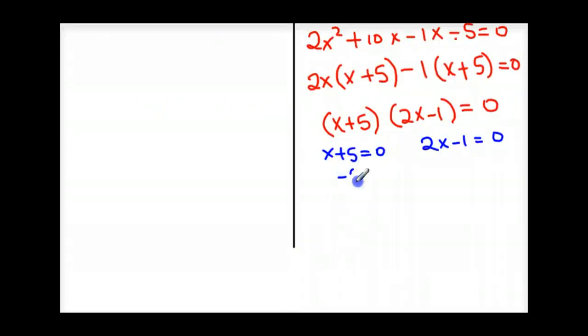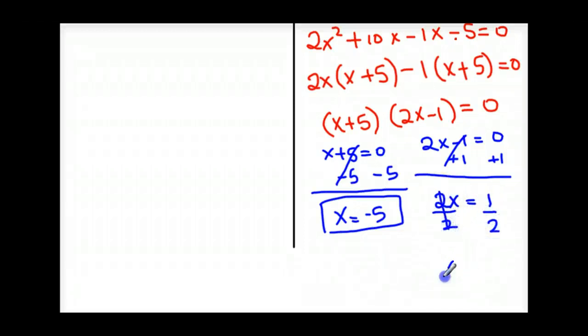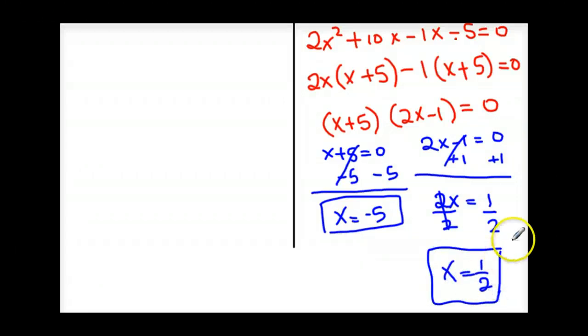So, simple one step, minus 5 on both sides. 5 cancels, x is equal to negative 5, which is one of my answers. Here is a two-step, add 1 on both sides. This cancels. 2x is equal to 1. Divide both sides by 2. 2's are out. X is equal to 1/2. So these are my two x-intercepts, or where this quadratic crosses the x-axis.